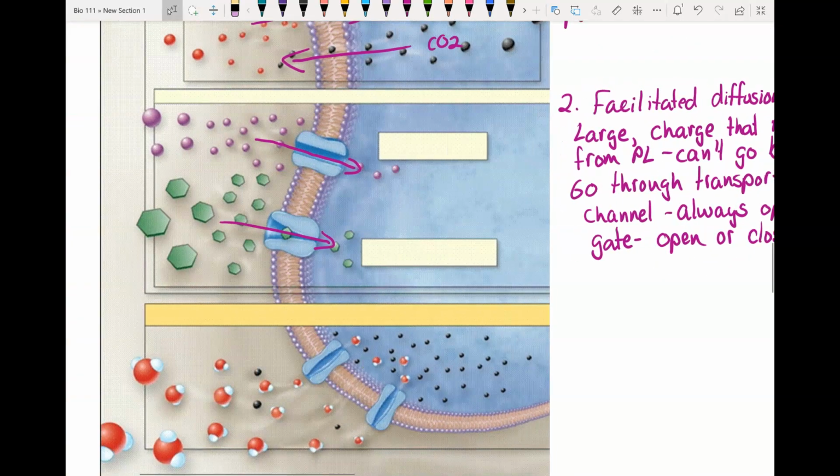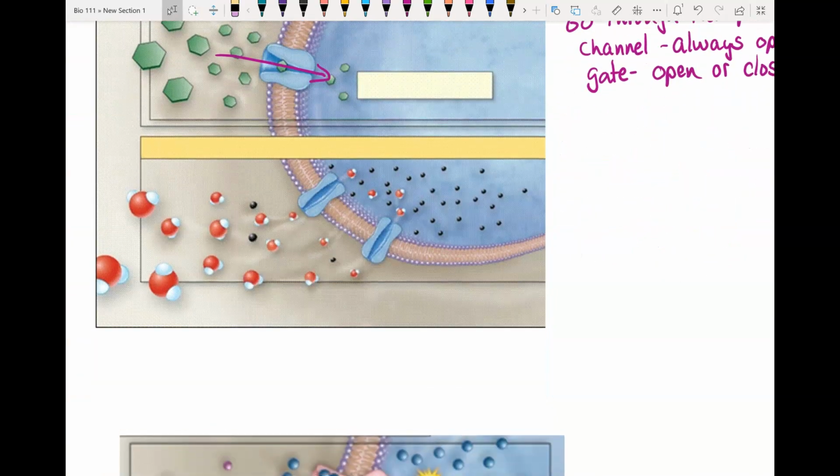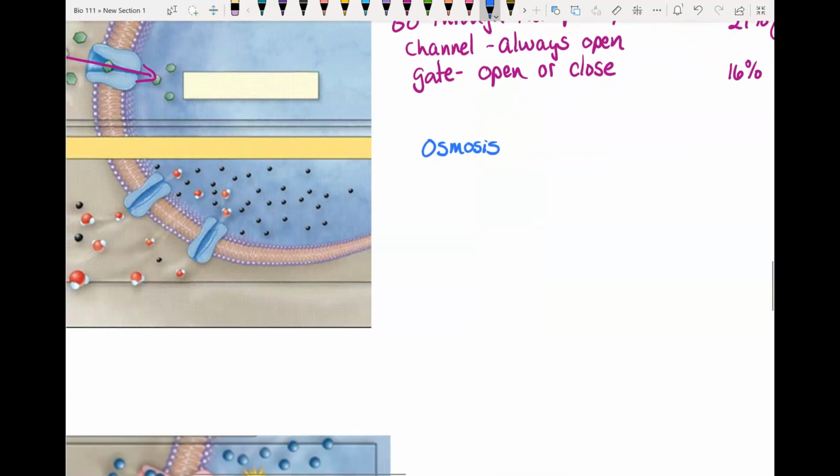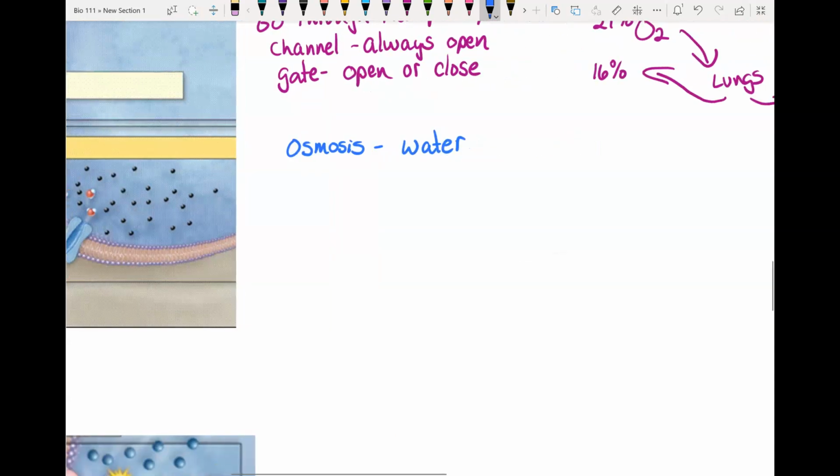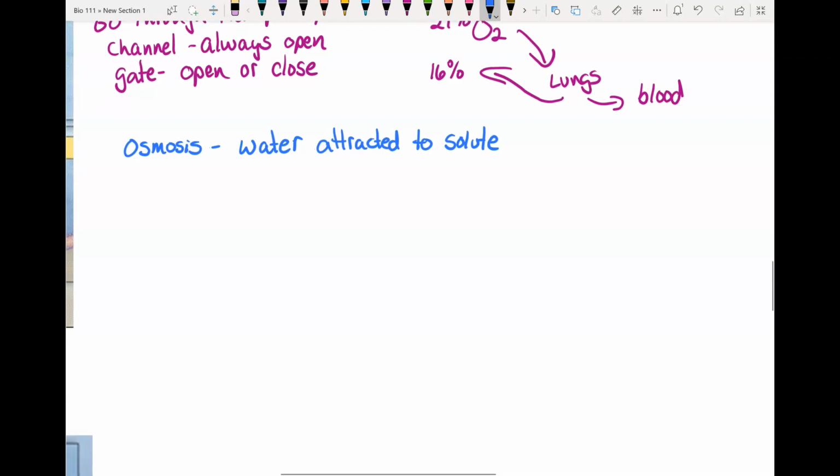All right, let's move on to our next one, which is osmosis. Osmosis is the diffusion of water. So one of the things to keep in mind about osmosis is it applies to water only. And what's happening here is water is attracted to a solute. A solute is a molecule that dissolves in water. For example, common solutes would be sugar and salt.